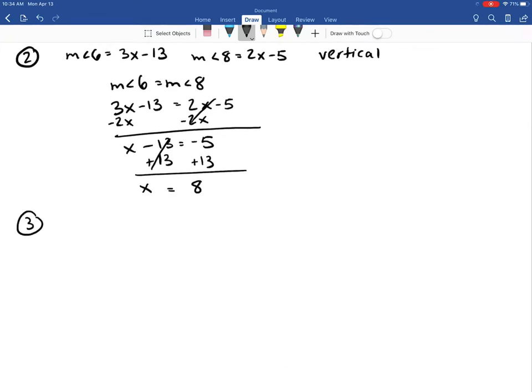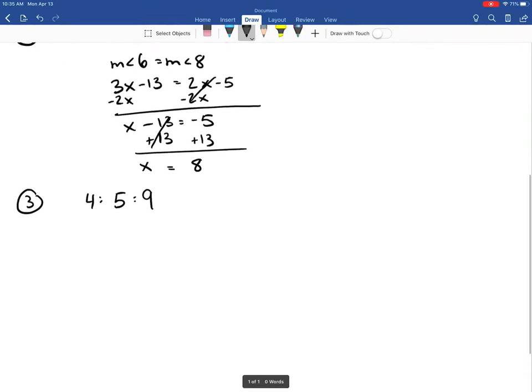Alright, number 3. The measures of the angles of a triangle are in the ratio 4 to 5 to 9. What are the angle measures of the triangle? Well, we know all the angles in a triangle add up to 180. I also know that 4 plus 5 plus 9 is not 180. Remind yourself that we had steps for these in our notes.